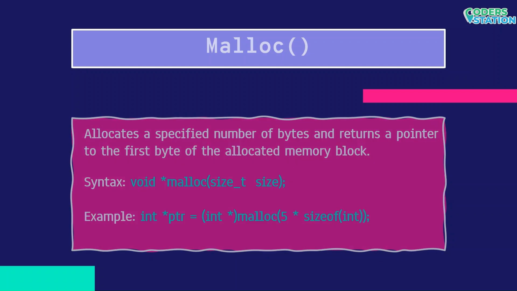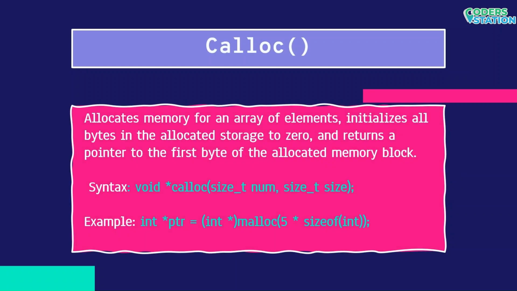Now let's move forward. Next, we have the calloc function. The calloc allocates memory for an array of elements and initializes all the bytes to 0 and even returns a pointer to the first byte of the allocated memory block. Now let's see the syntax of calloc. It is void *calloc(size_t num, size_t size). Here size_t num is the number of elements to allocate, whereas size_t size is the size of each element.